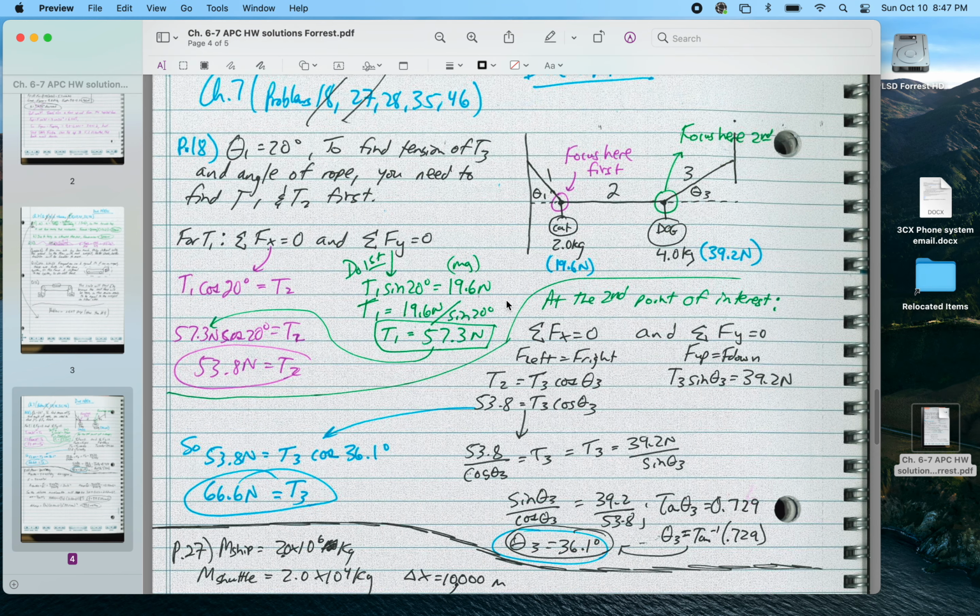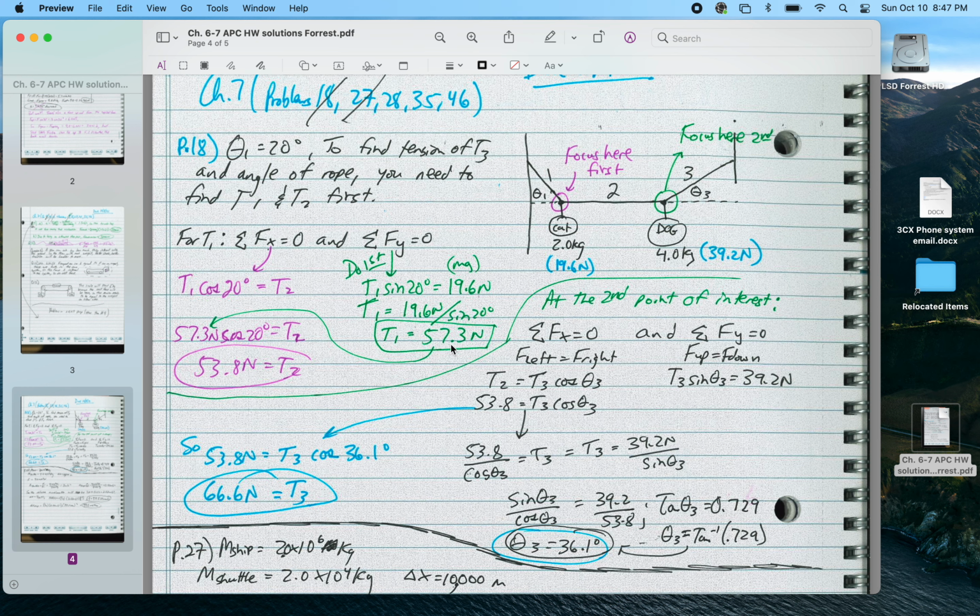Problem 18 was discussed in class. I like the way that the people who solved it in class did that, realizing that the horizontal components all have to be the same, so that was pretty nice. I focused on this end first and the vertical components. Theta 1 was given as 20 degrees. So T1 sine of 20 degrees equals mg here. And so therefore I could solve for T1 was 57.3 newtons.